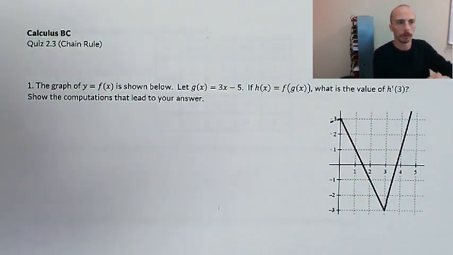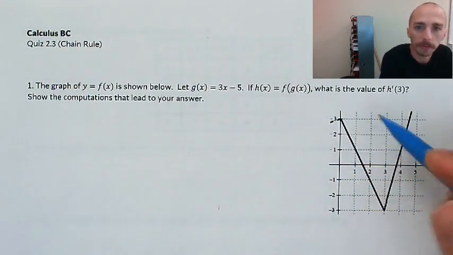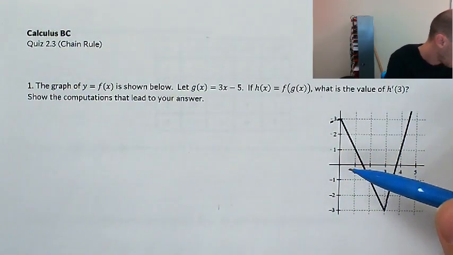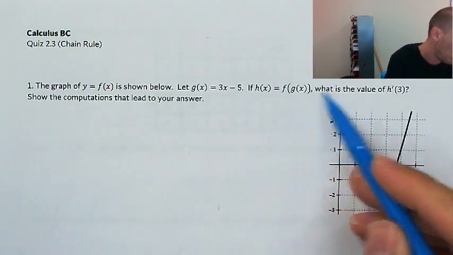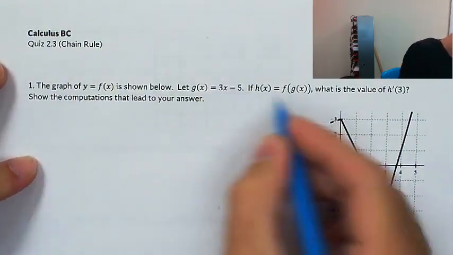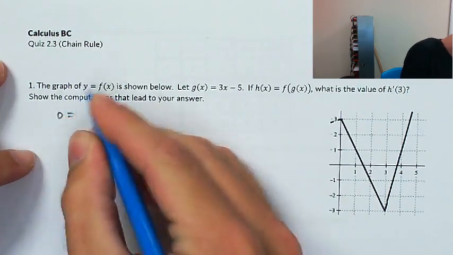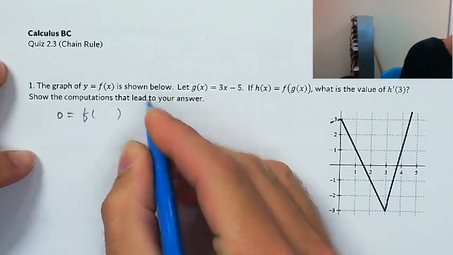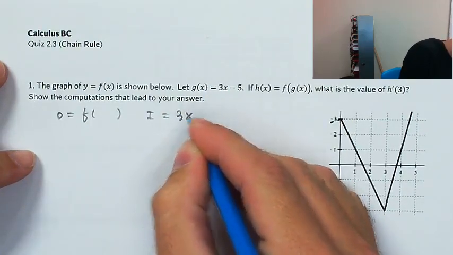All right, now we can move on to the chain rule, quiz 2.3. And so they're showing us the graph of f. Looks like I'm getting really good mileage out of this graph. g is going to equal 3x minus 5. h is f of g of x. What's the value of h prime of 3? Okay. So if I'm taking the derivative of h, on the outside I've got f, and on the inside I've got g, which I've actually got a formula for, so I'm going to do that.